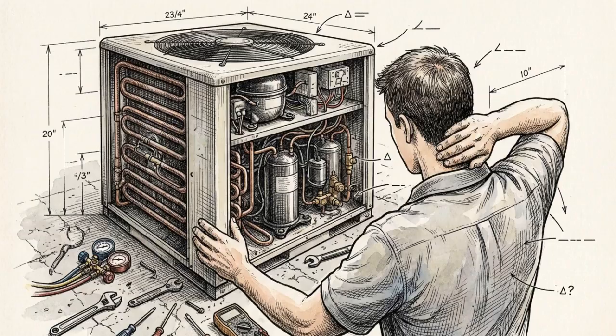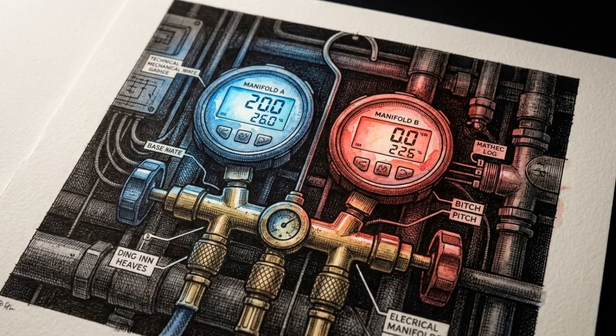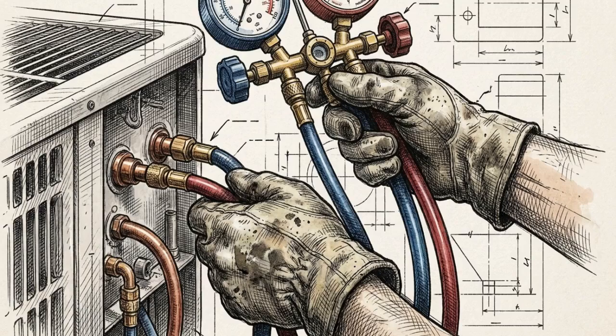If you skip physical airflow verification, you will misdiagnose the problem. You'll end up overcharging a suffocating system, which easily destroys the compressor. Step 1 is reading the system's current state. We check the refrigerant pressure and temperature gauges to identify the specific fault pattern the unit is broadcasting.